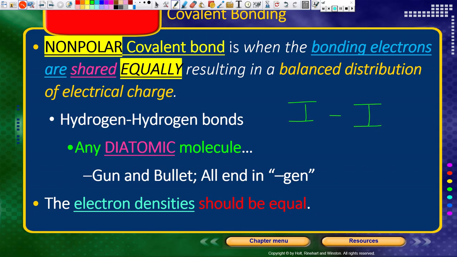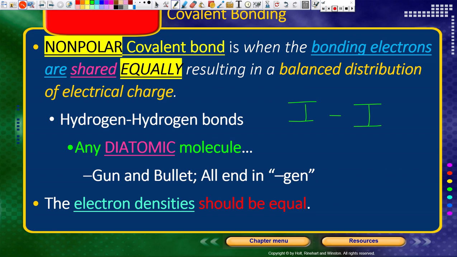First of all, is that a diatomic? How do you know? Two of the same ones. Is it one of the 7 diatomics? Does it end in gen? Is it a halogen? Oh yeah, right? Is it a part of the gun and the bullet? Yes, it's a part of the gun and the bullet. So this is the iodine.